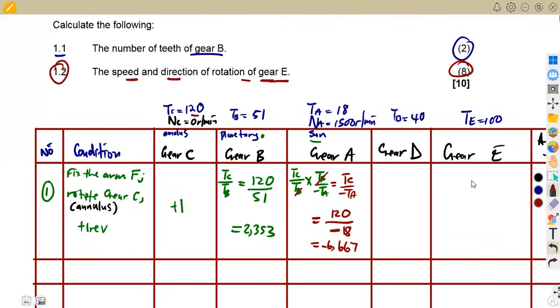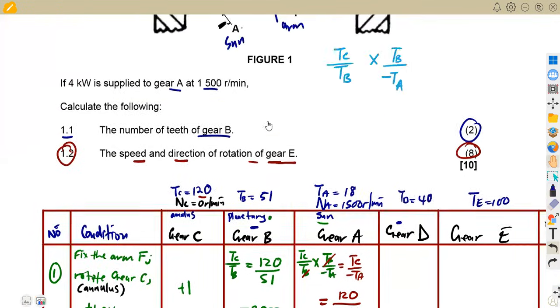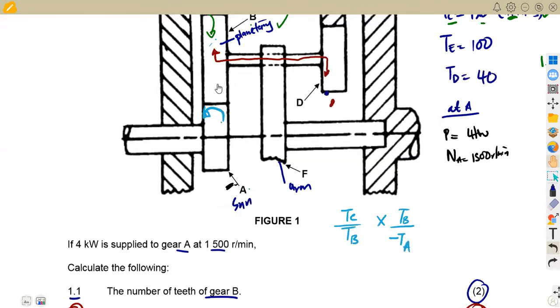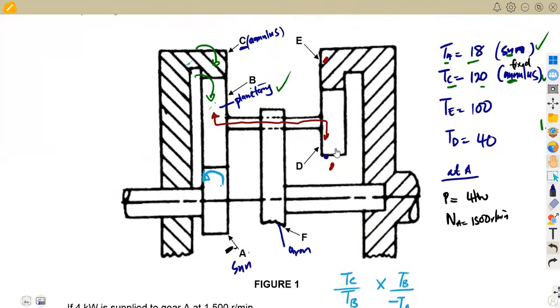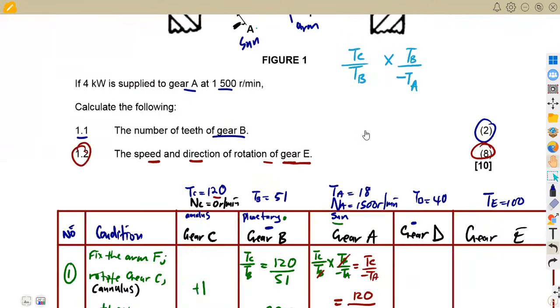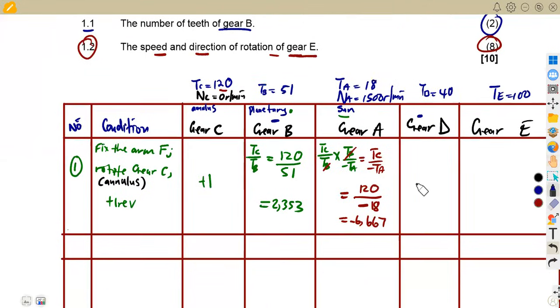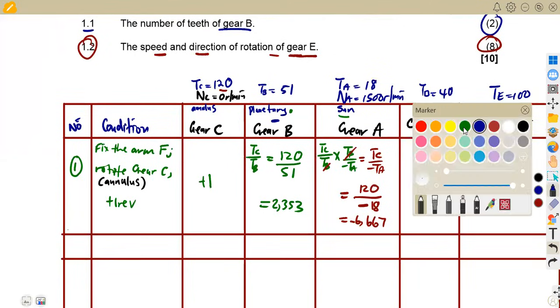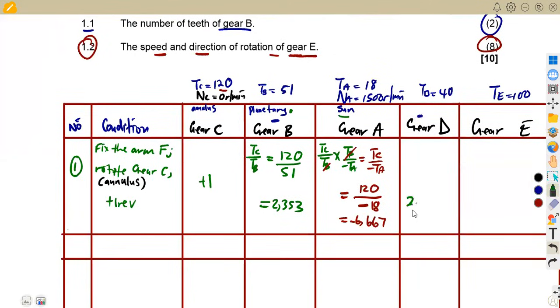6.667. All right, then gear D. Remember gear D and B are linked to the same point, as I explained from the diagram here. This is where we have B and D, so they're at the same point of axis, so we are going to have the same speed in this case. So for D we are going to obtain 2.353, just like the previous part.